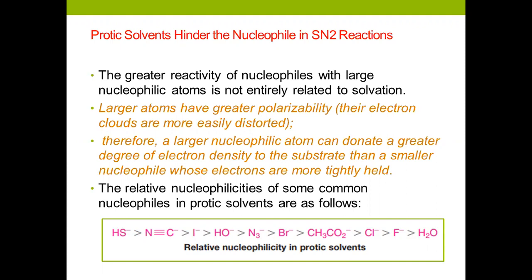So in effect, here is the list of nucleophiles in protic solvents. You have HS, CN, iodide, OH, N3, Br, and so on. You will check on the size here. If you couldn't memorize, just familiarize yourself with it. You notice that if you are only dealing with a similar group, it's easy. But when you are dealing with different atoms, it can be quite complex.